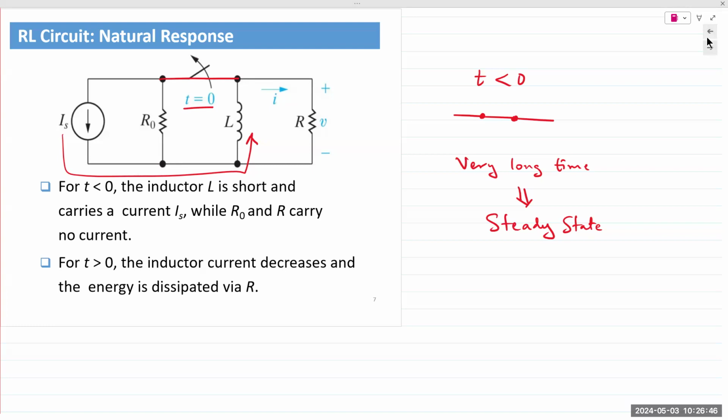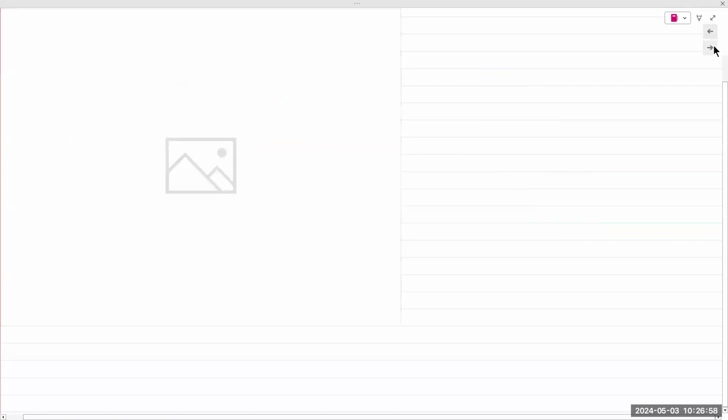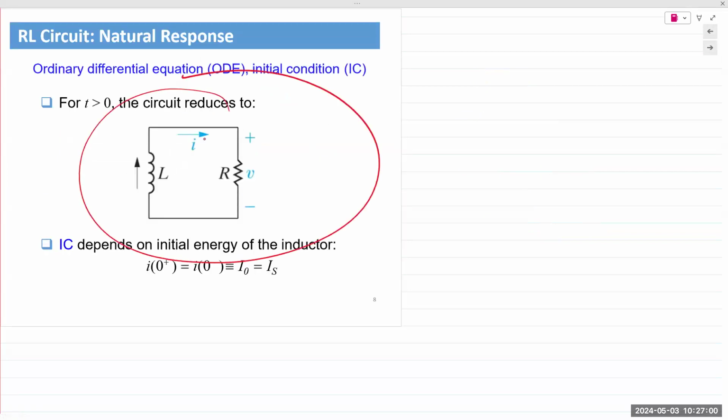Okay. Now, at t equal to 0, the switch flips open. If it flips open, the circuit simply reduces to the inductor and the resistor on the right. Everything else is disconnected. So if the source is disconnected and there is no source present in the circuit, it is a natural response. This is an inference or conclusion that you have to make by looking at the circuit.